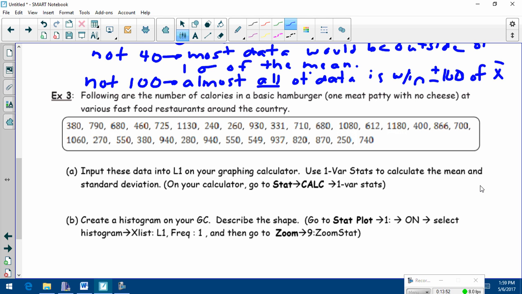It says, following are the number of calories in a basic hamburger, one meat patty with no cheese, at various fast food restaurants around the country. So a bunch of different data there. It says, input these data into L1 on your graphing calculator. Use one variable stats to calculate the mean and standard deviation. And they give you some calculator instructions. Go to stat, calc, one variable stats for that. Okay, so if you were to count all these values, there's 32 data values. Just trust me on that one.